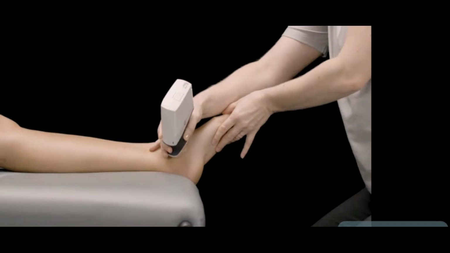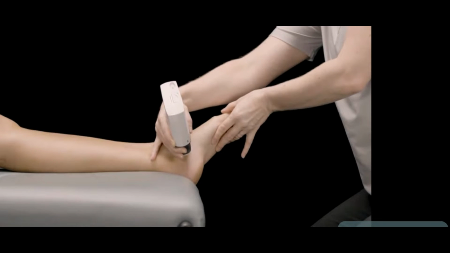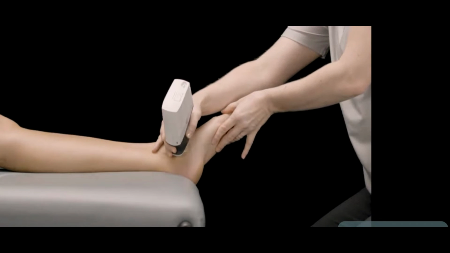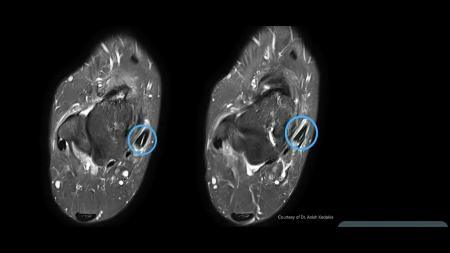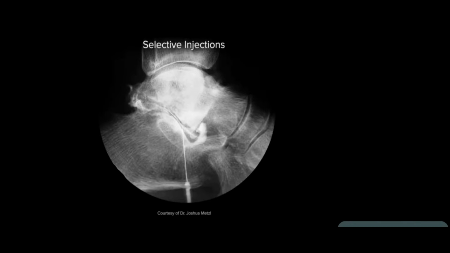Ultrasound has its place in assessing the tendon and surrounding structures in the early stages of the deformity. MRI can confirm posterior tibial tendon dysfunction and assess both the spring ligament and deltoid ligament complex. Selective injections into isolated joints can be helpful.